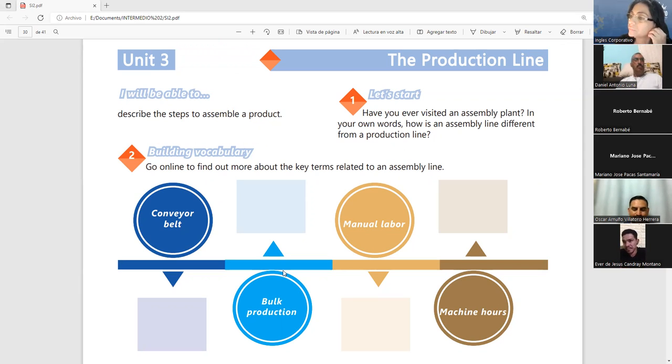And we prepare a quote. Yes, a quote. We need the cost of the papers and the cost of the main operation of the machine. And the machine hours are part of the cost of the product. All right. Interesting. Very good. Thank you, Daniel. Very nice. All right. What about bulk production and manual labor? Do you guys understand that?